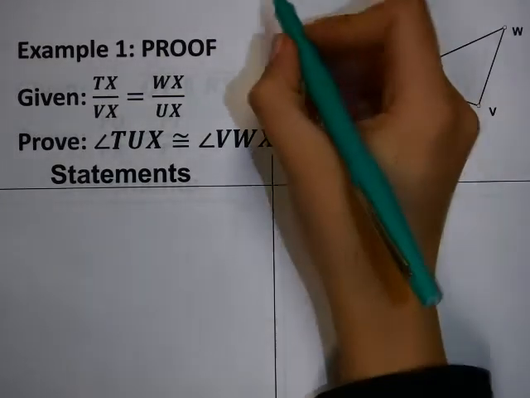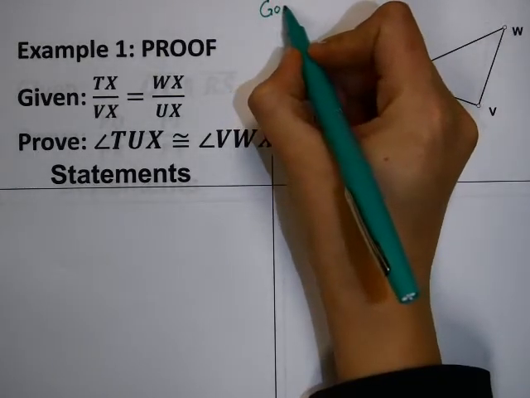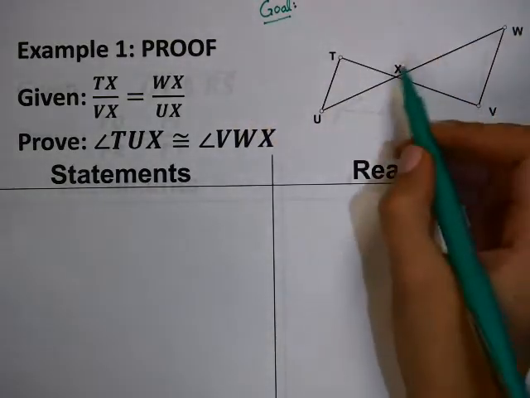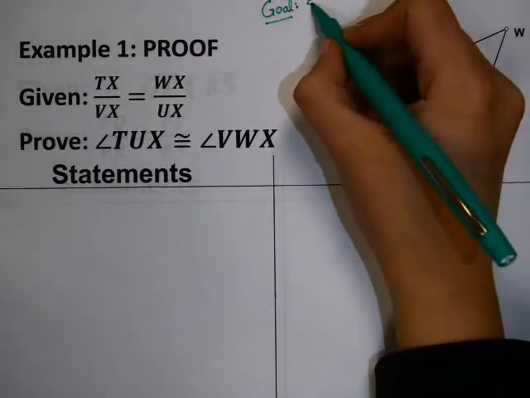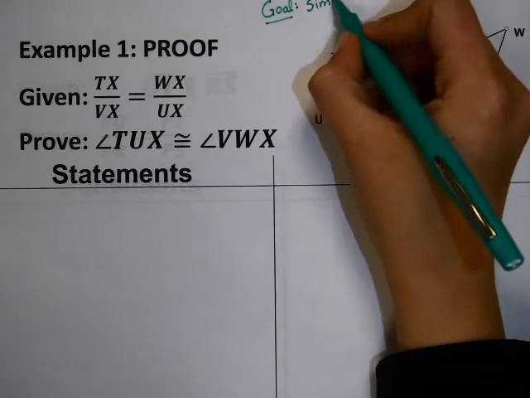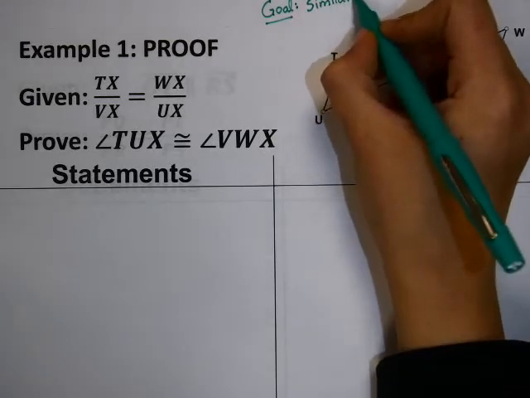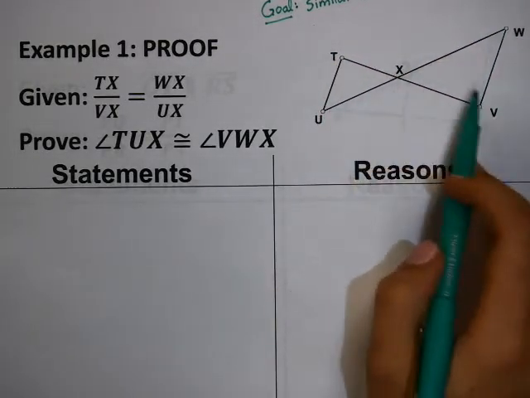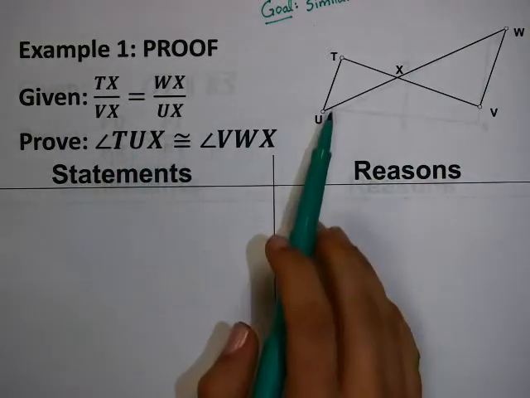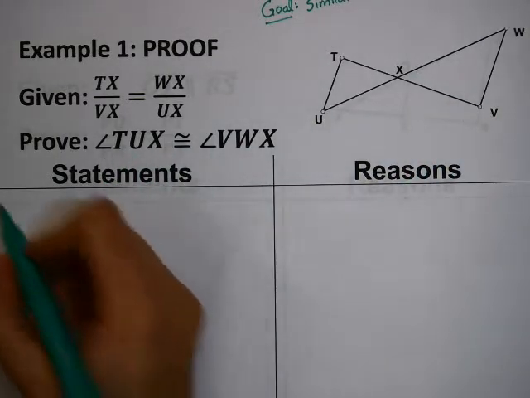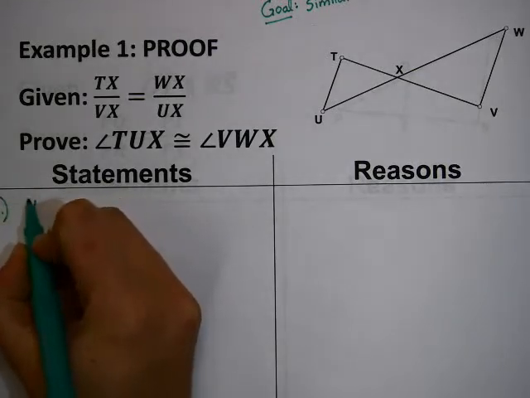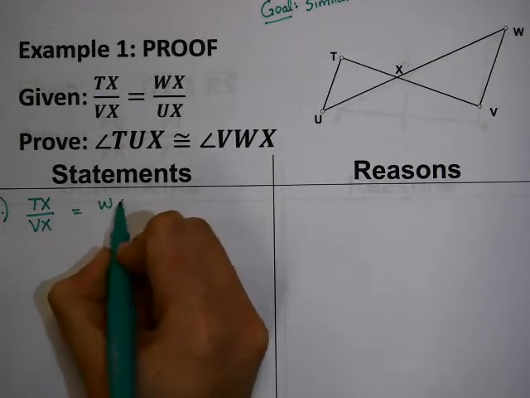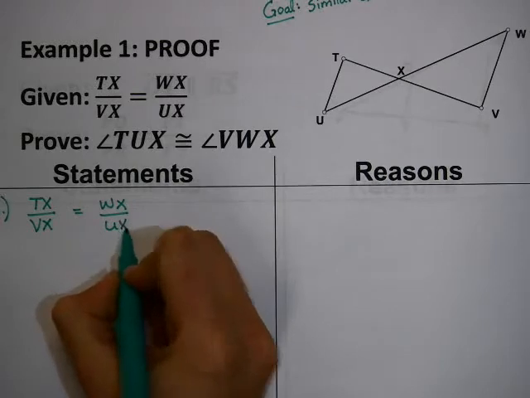To do that, we're going to have a goal. Our goal is that we need to use similar triangles. If I can prove that these two triangles are similar, then I can prove that these two angles are congruent. So let's start with our given. We have TX over VX is equal to WX over UX, and that's given.